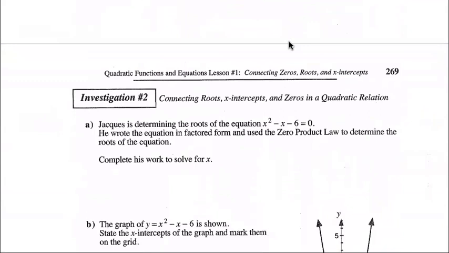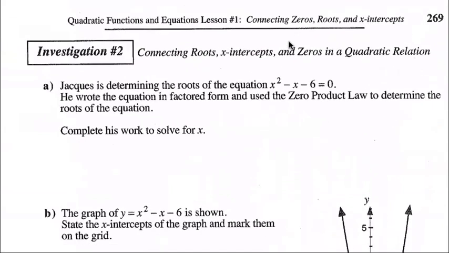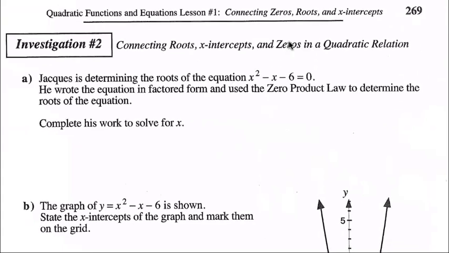Over the page, investigation 2. Still looking at that connection, except this time we're looking at it in a quadratic relation, which is what this whole unit is about. Jacques is determining the roots of the equation x squared minus x minus 6 is equal to 0. He wrote the equation in factored form and used the zero product law to determine the roots of the equation. Complete his work and solve for x.